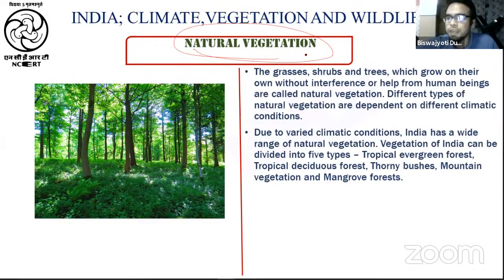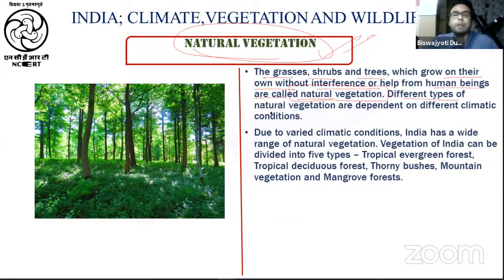So after we have discussed the climate portion, let us also talk about the natural vegetation found in India. The grasses, the shrubs and the trees which grow on their own, without interference or help from human beings, are called natural vegetation. What will we call them? We call them natural vegetation, right?